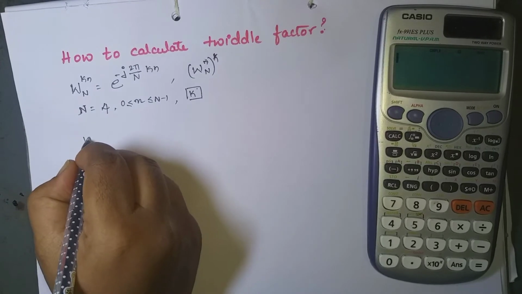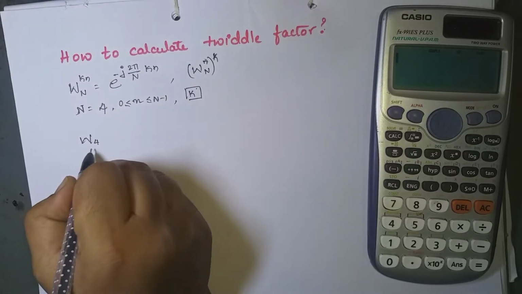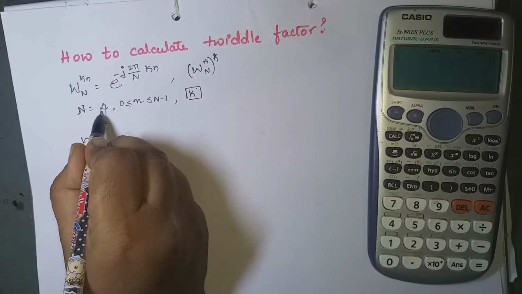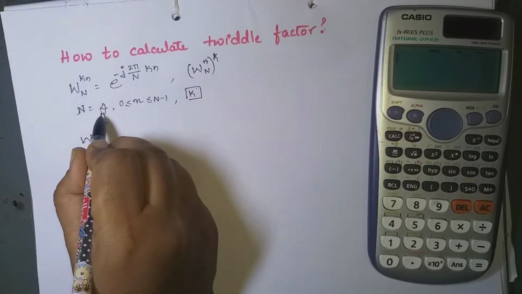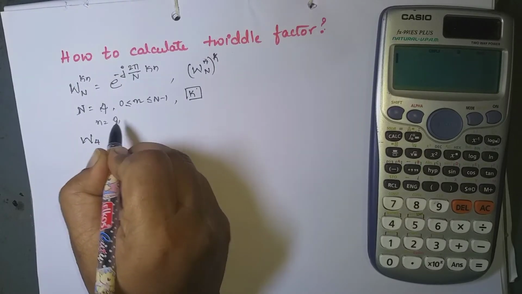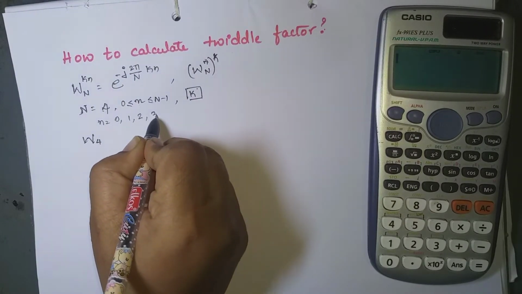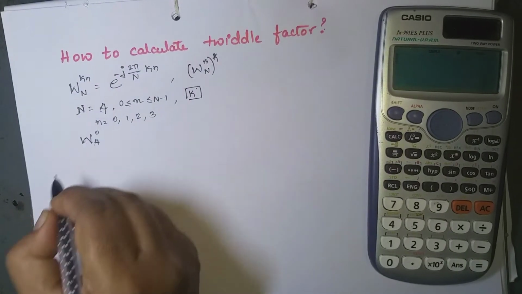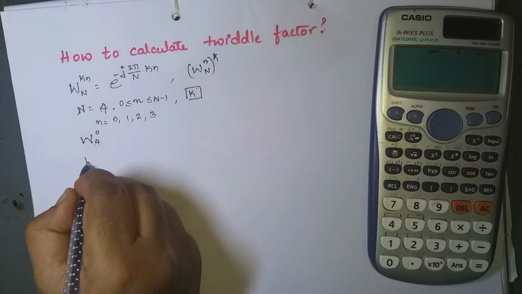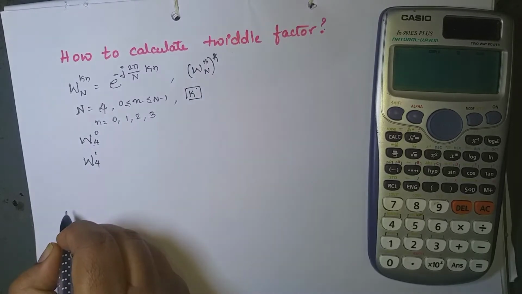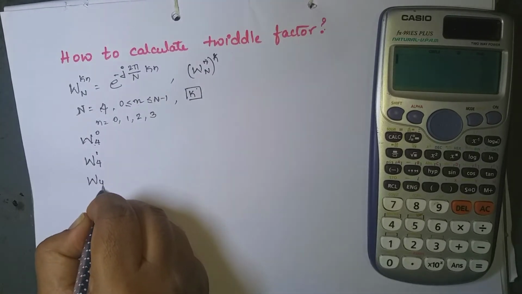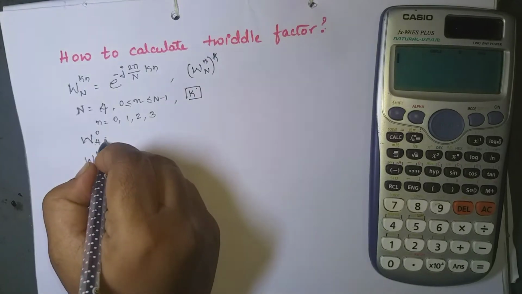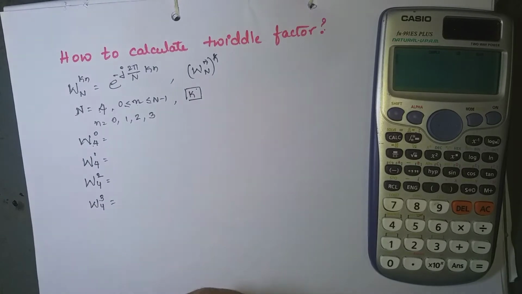Now so W4, because capital N is equal to 4, small n will be varying from 0, 1, 2, 3. N minus 1 is 3. So W4^0, first I'll be having this value. Next W4^1, W4^2, W4^3. So I need to calculate all these values.